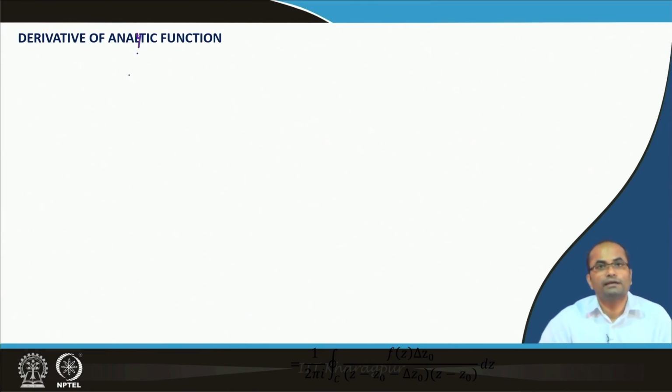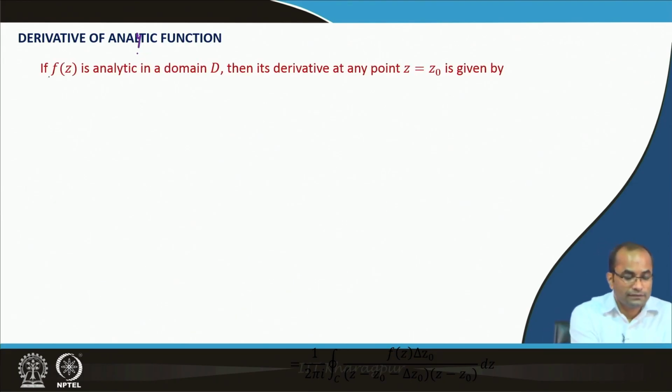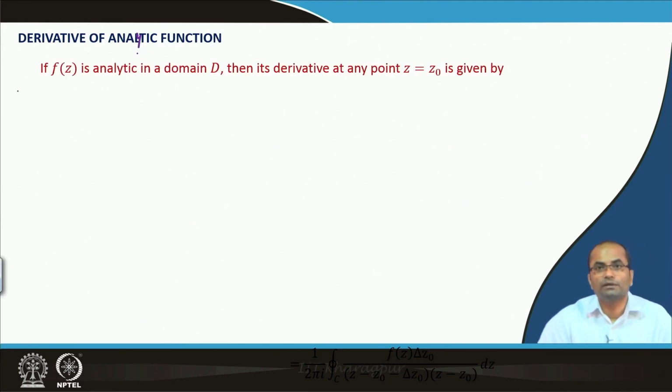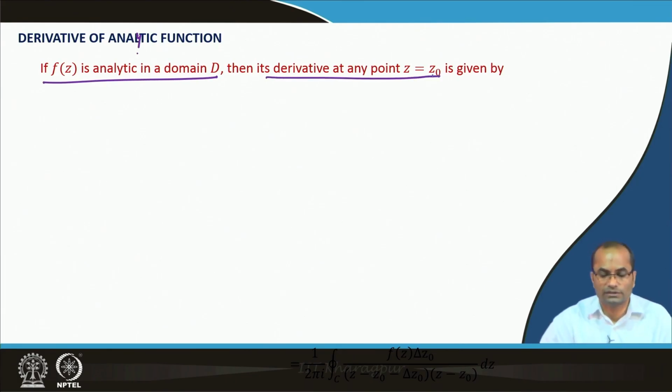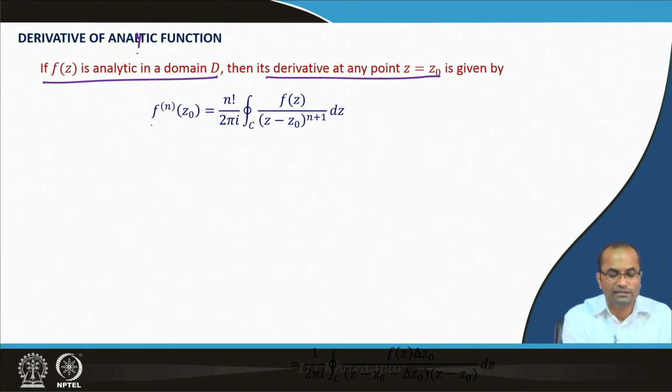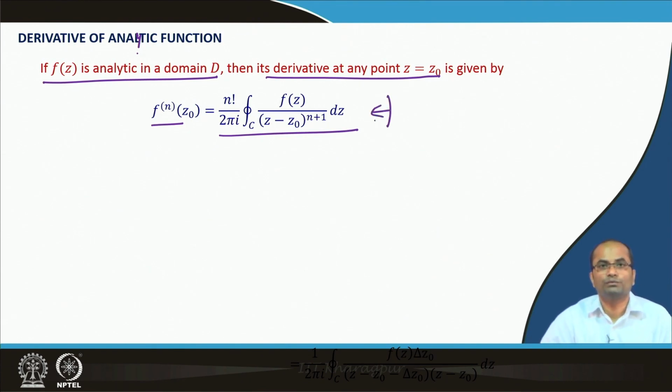The derivative of analytic functions. The formula is quite similar to what we have seen as the Cauchy integral formula. So, if f(z) is analytic in a domain D, then its derivative at any point z equal to z0 is given by this formula: the nth derivative of f at z0 we can compute by this line integral, n factorial over 2 pi i, times f(z) over (z minus z0) to the power n plus 1, dz.